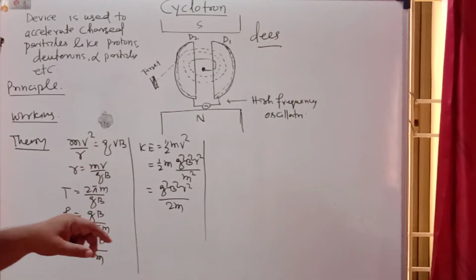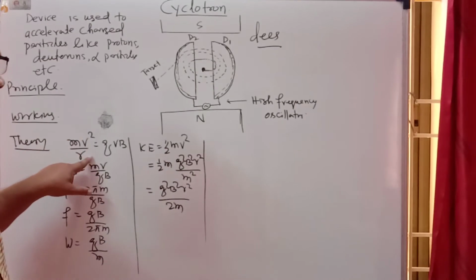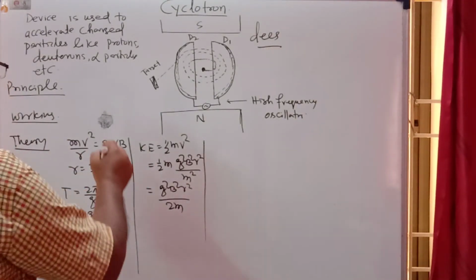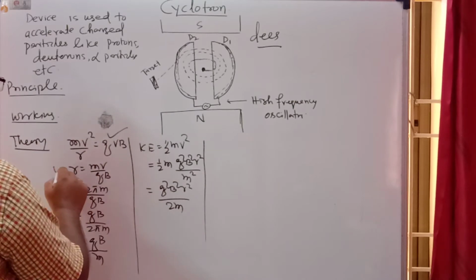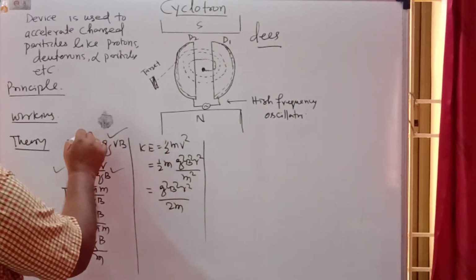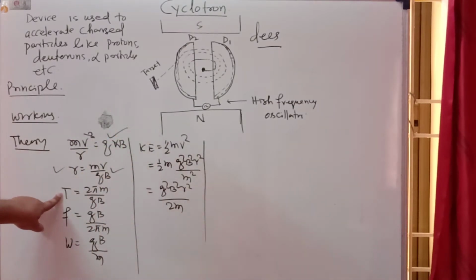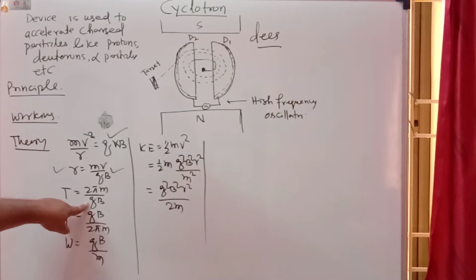Now, what are the theories here? Whenever it is moving, what is the centripetal force? The centripetal force, mv squared upon r, equals qvB, that you know. And the radius r equals, how much will be the radius? Radius equals mv by qB. And what is the time period? That is 2 pi m upon qB.